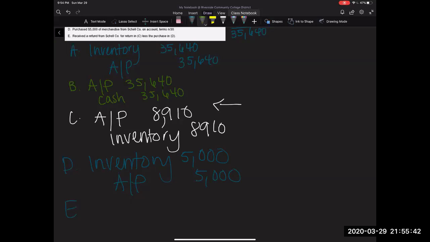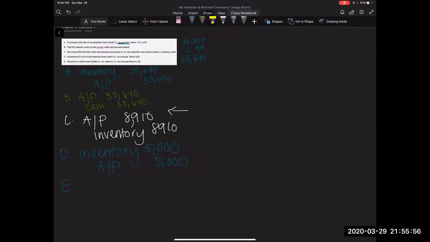All right. So we received a refund from Shell Company for the return in C, less the purchase in D. Let me back this up a little bit. Don't forget, we returned some stuff and all of this good stuff, right? So they're asking us to journalize us receiving a refund from Shell Company, basically having us evaluate what it looks like for C and D. This is where I said maybe a T account will come into play. I've done this example a time or two, so I know that it's helpful to do a T account.